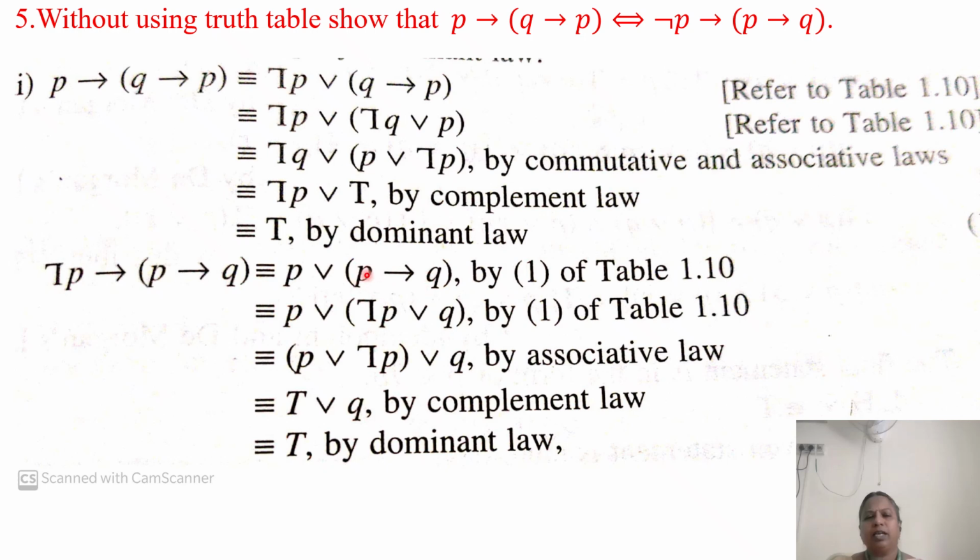And second, we apply the same formula for this P conditional Q: negation P or Q. Then apply the associative law: P or negation P or Q. And we know that P or negation P is true, so true or Q, and true or Q is true by the dominant law. So on the left hand side we arrive at T, and considering the right hand side we arrive at T. Therefore the left hand side is logically equivalent to the right hand side.